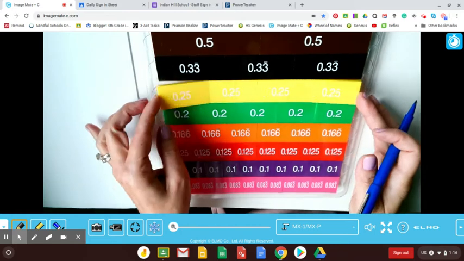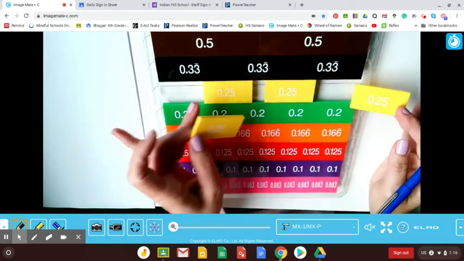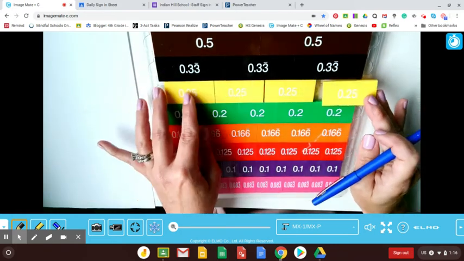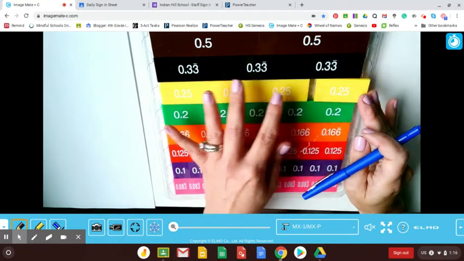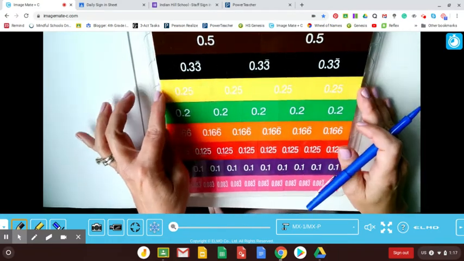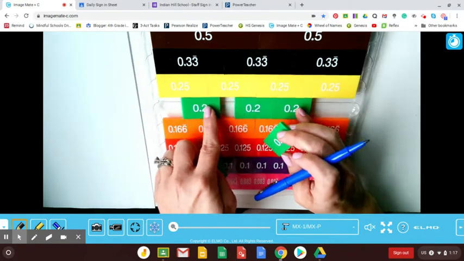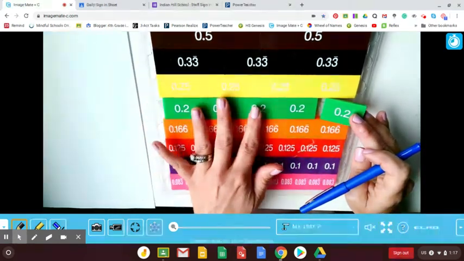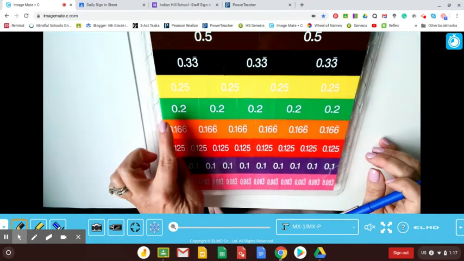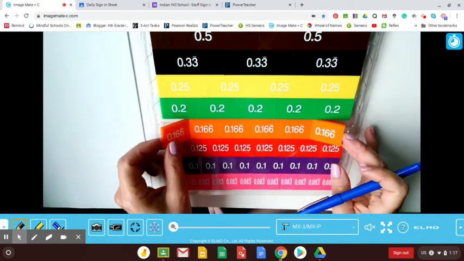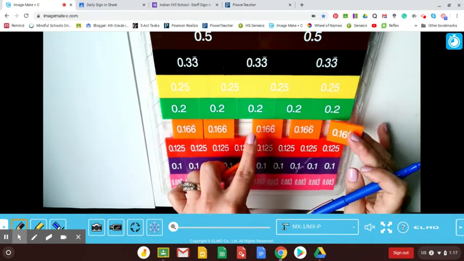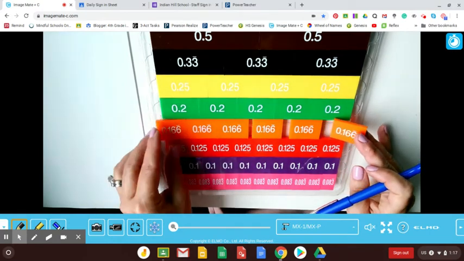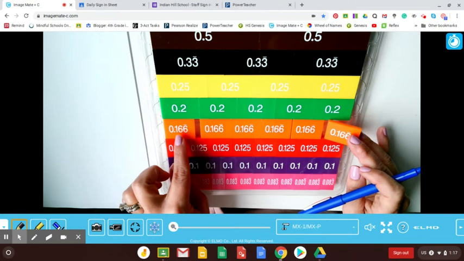Let's just keep going. So these are my fourths. You'll see I have four pieces that are 0.25 or 25 hundredths. And then I have my fifths. These green ones here are each equivalent to 1/5, and as decimals it's 0.2. And then I have my sixths, which might look really strange to you, but it is 0.166.